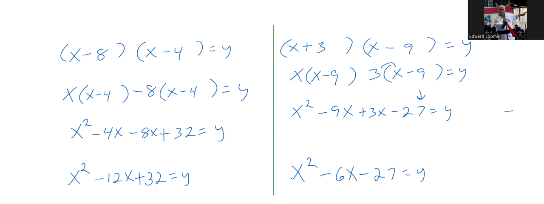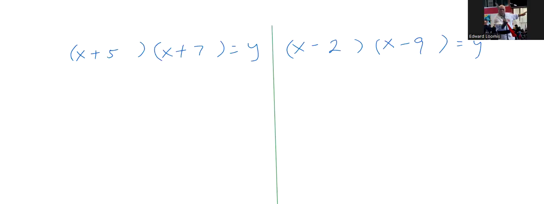Let's do a couple more. Okay, so we've got (x + 5)(x + 7) = y, and we've got (x - 2)(x - 9) = y. Go ahead and pause your recording. Go ahead and work on these two and come on back and we'll work on them together.